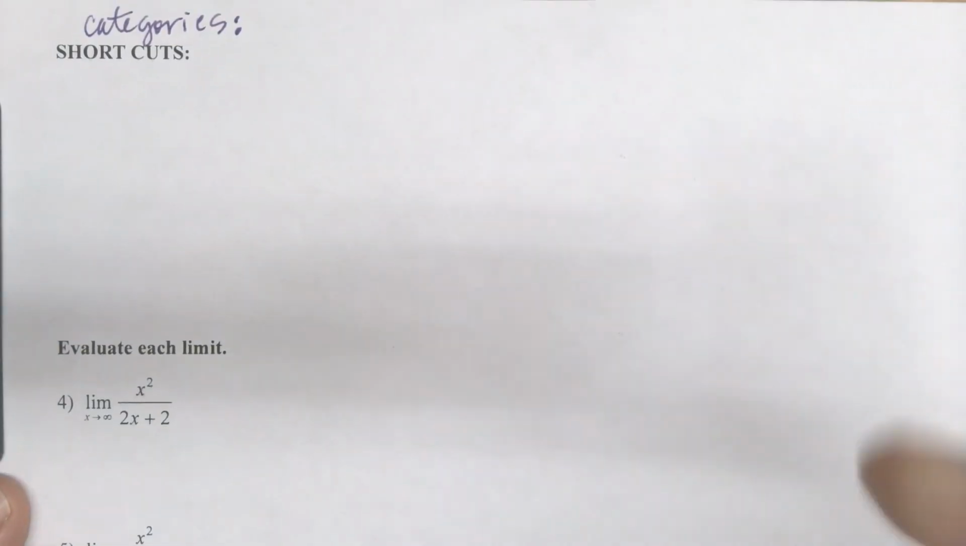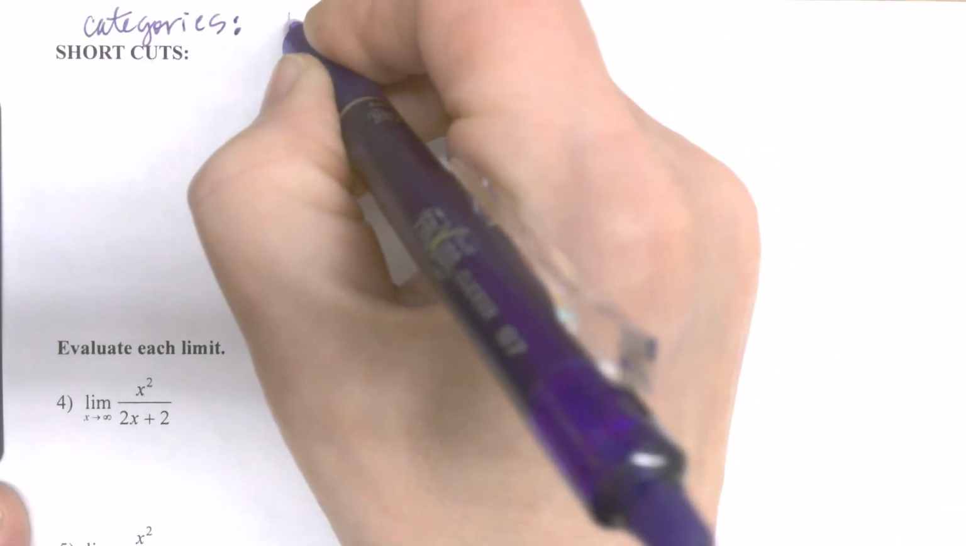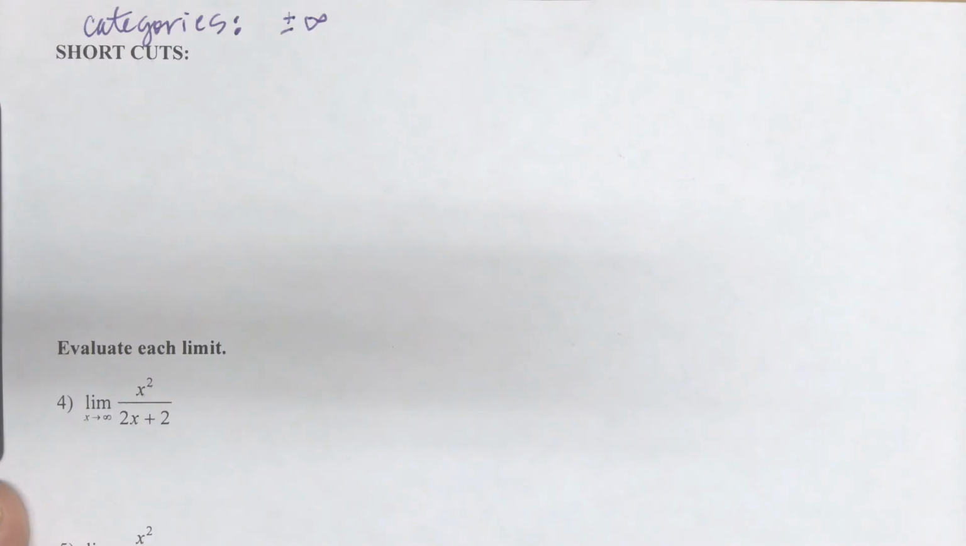So in our categories, again, anything. Did anybody find one category that seemed reasonable? Like, what were a lot of the numbers? Infinities, you said? Yeah, that's great. So plus or minus infinity would be a great category.